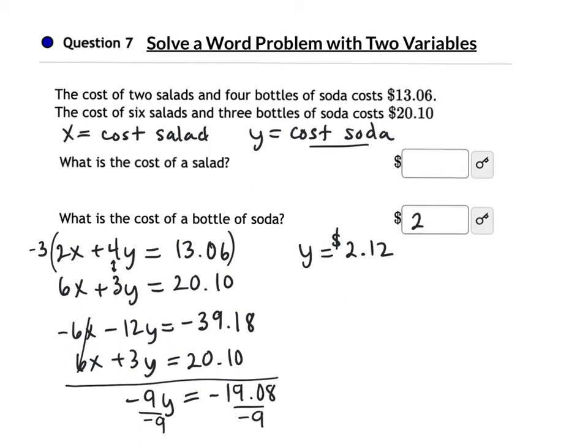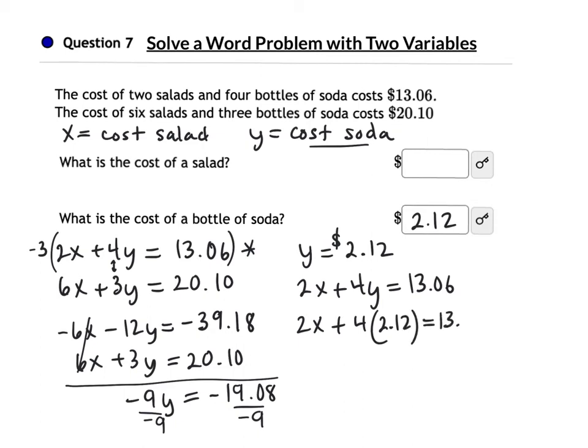This is 2.12. Let's pick one of the equations. How about the top one? Right here. 2x plus 4y equals 13.06 becomes 2x plus 4 times 2.12 equals 13.06. This is 2x plus 8.48 equals 13.06.